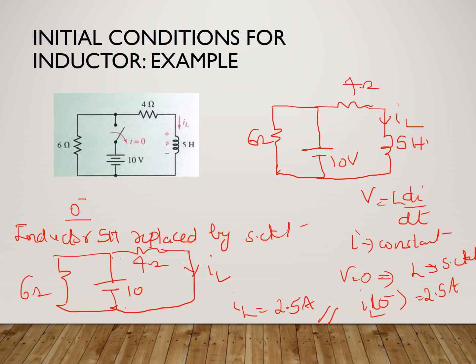Once I open the switch, the source is removed now. But we know that the inductor current cannot immediately change, which means the current does not immediately become 0. It remains the same for some time. At the instant just after opening the switch, the current is IL(0 plus). It remains the same as IL(0 minus), which we saw before. So IL(0 plus) is going to be 2.5 ampere. This is the condition for the inductor.